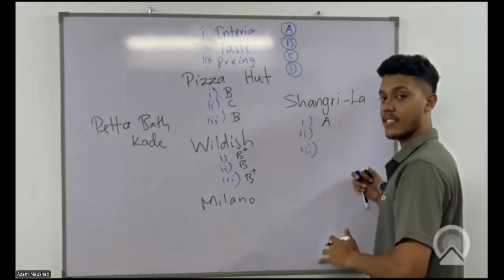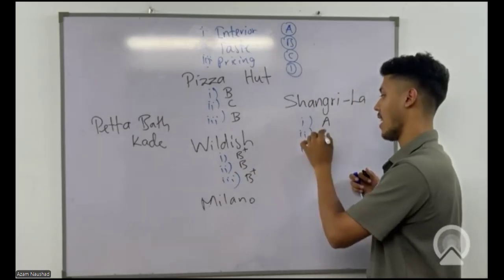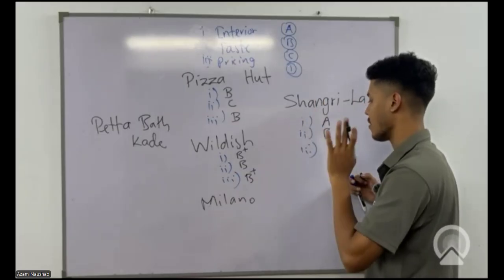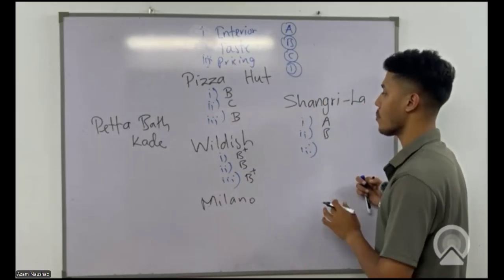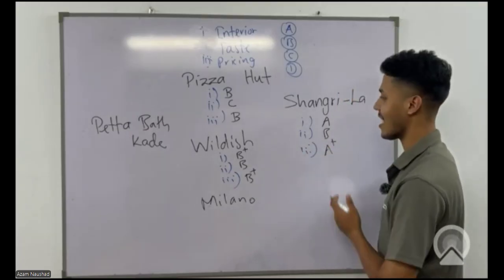Right, so take Shangri-La and take the interior. We can definitely say it has A. Taste, I'm not gonna say A. I would say B. So you cannot expect, I would say no, not B, not A. What about pricing? A plus. Isn't that the case? So this is Shangri-La for you.